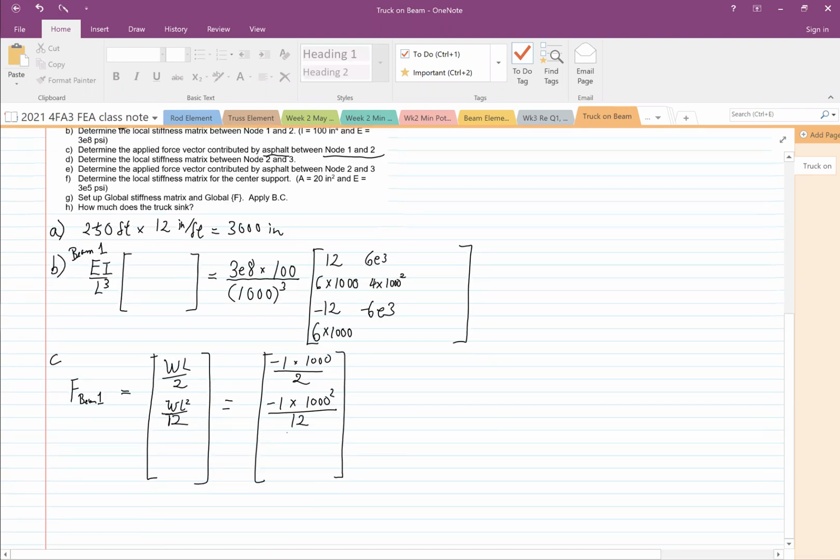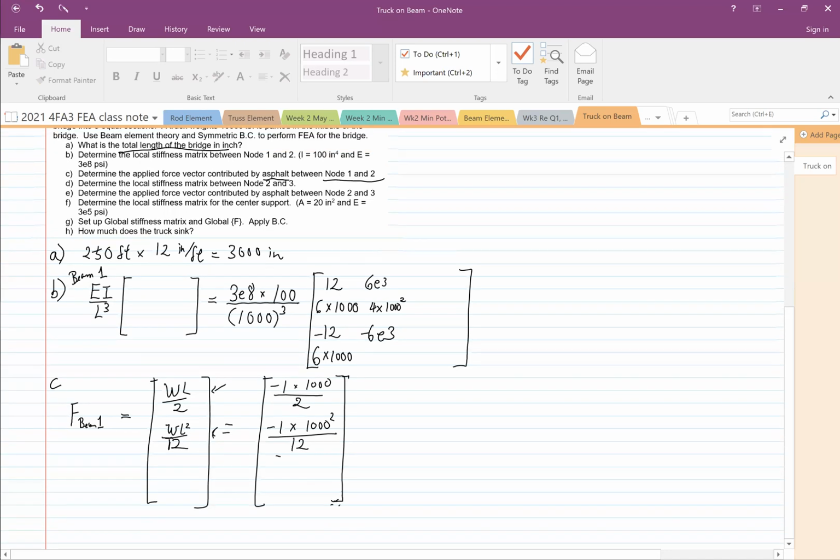Okay, again, merge. I'm not going to show you step by step, but you know what I mean. You get the formula sheet, plug in the numbers, and you get the force vector of beam 1.